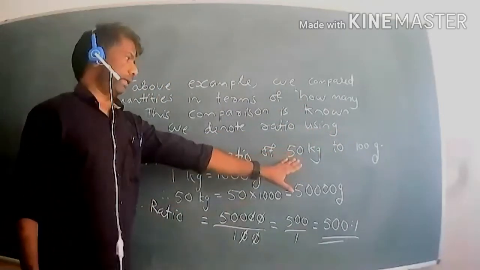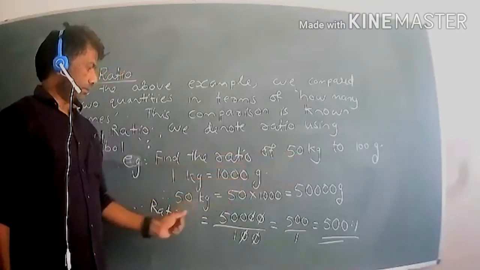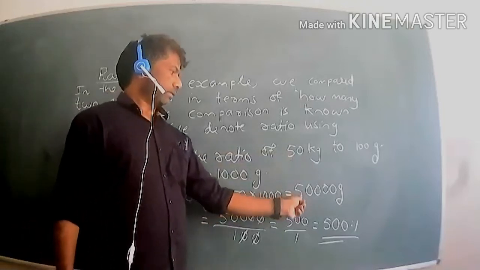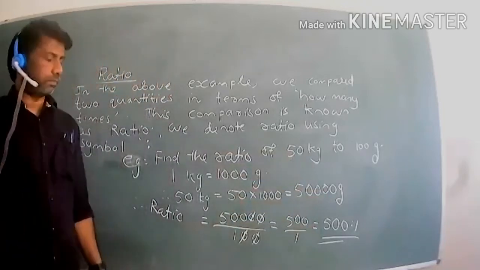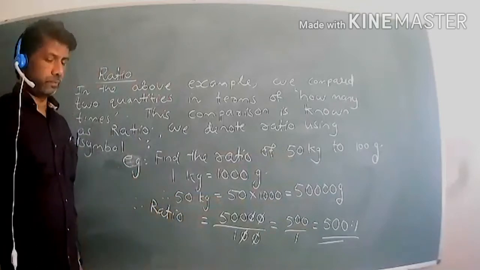So we have converted kilogram into gram. 1 kilogram is equal to 1000 gram. 50 kilogram is equal to 50 into 1000, that is 50,000 gram. Then we have divided. Then we found the ratio.